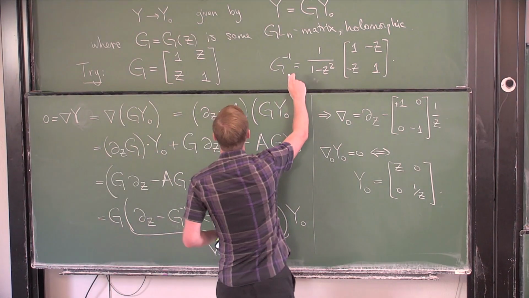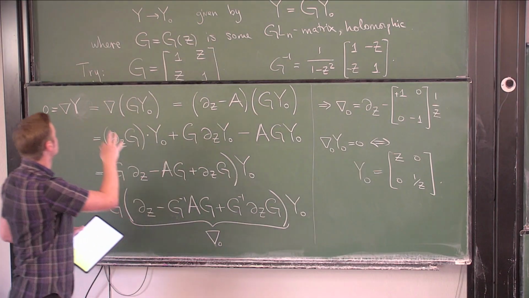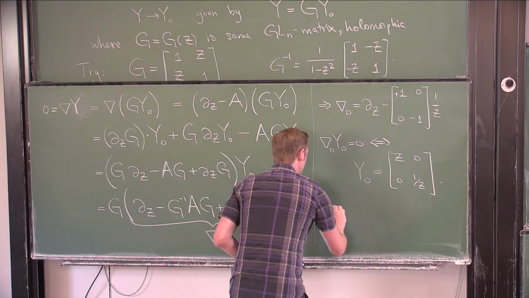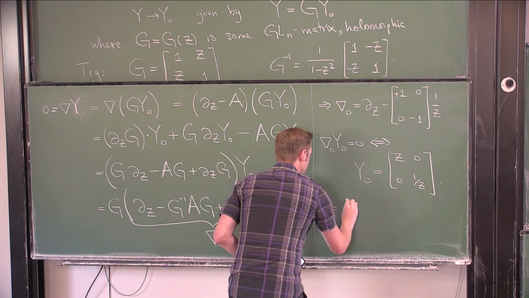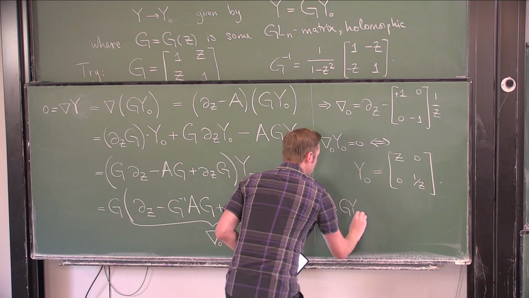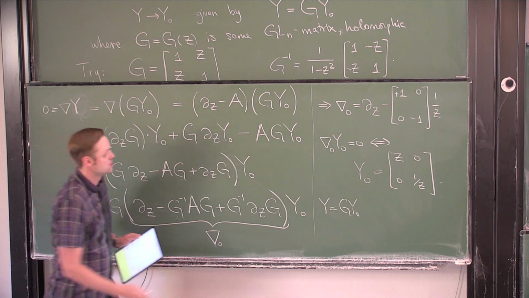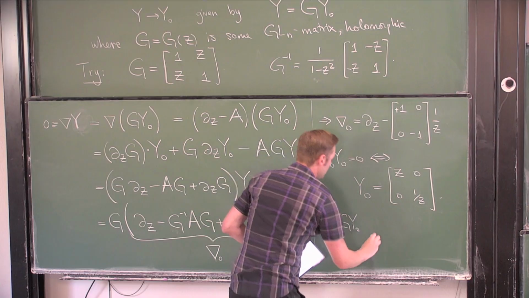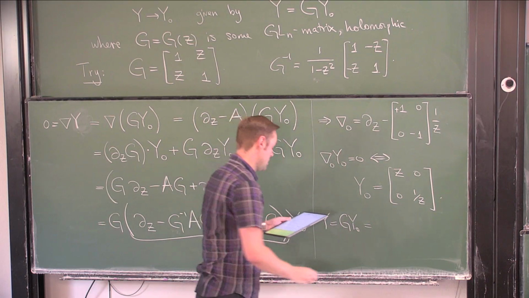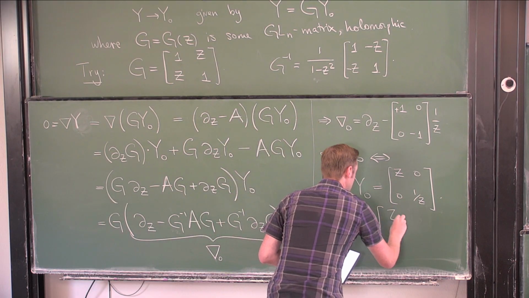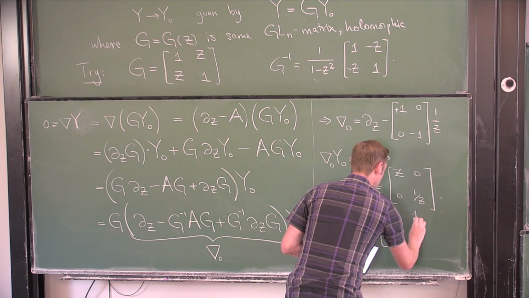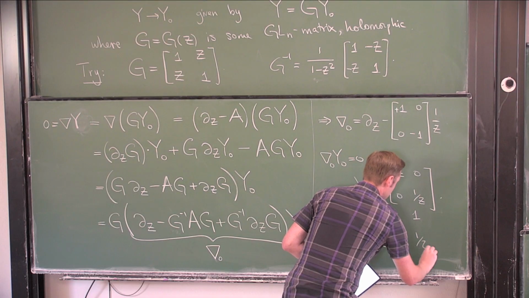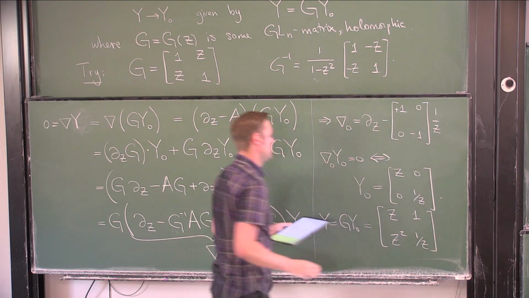Now how do we get the solution of our original system? Well, y is just G y naught. So I just need to multiply that matrix G by this matrix y naught. And this is very simple: z, 1, z squared, 1 over z. Like this.